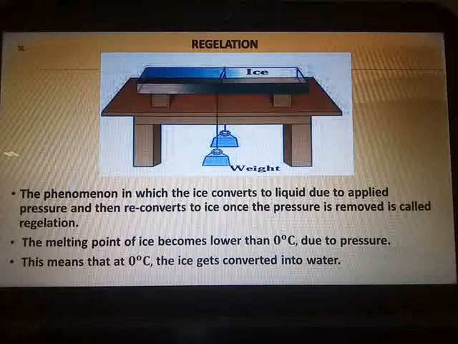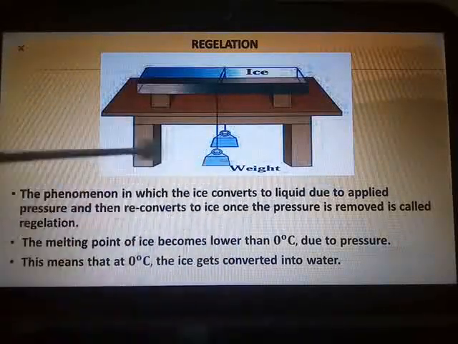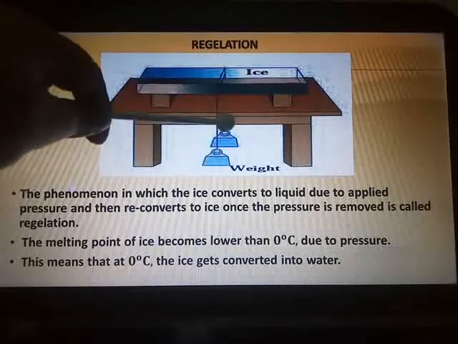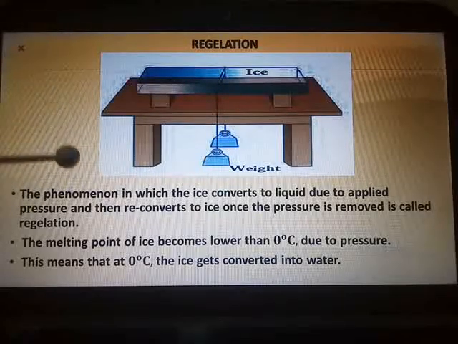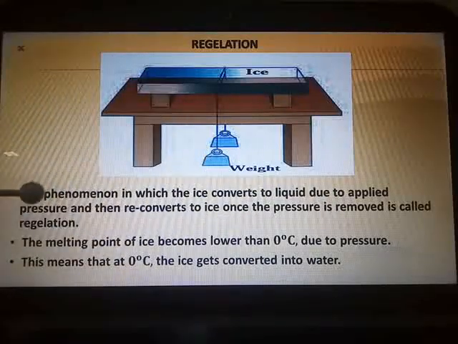Re means again, gelation, gelling together, putting together. So what is that phenomenon? The phenomenon in which the ice converts to liquid due to the applied pressure. How is pressure applied here? Due to the weights, the pressure is applied, and then it reconverts to ice once the pressure is removed. This is called regelation.